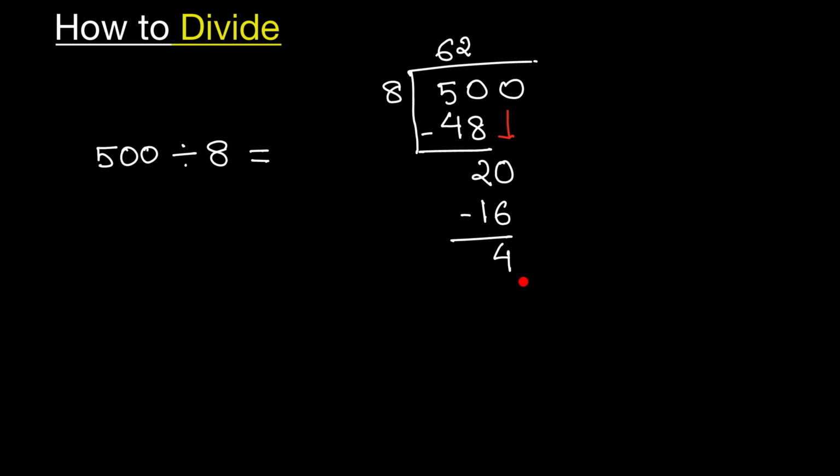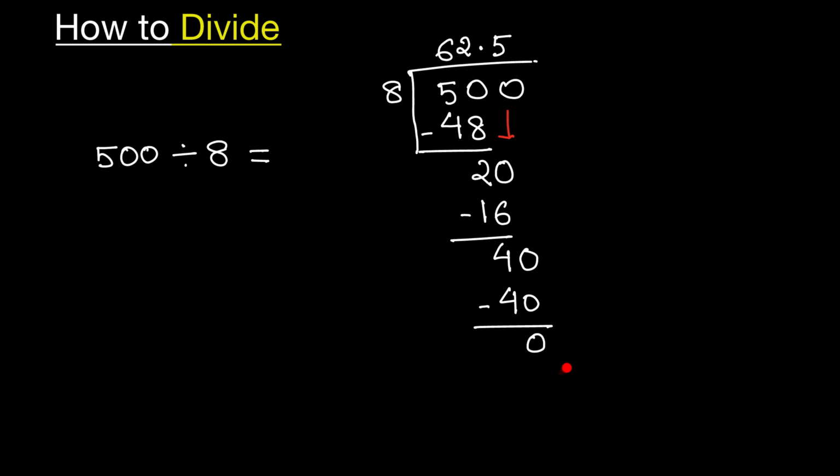Now see that this 4 is less than 8, but we have no number to bring down here. That is why in this case we will borrow 1 0, and for that we need to put a decimal here. And we know that 8 times 5 is 40. Subtract, we get a 0.